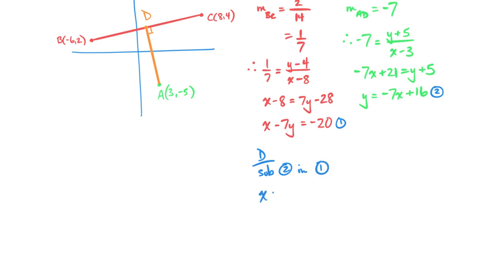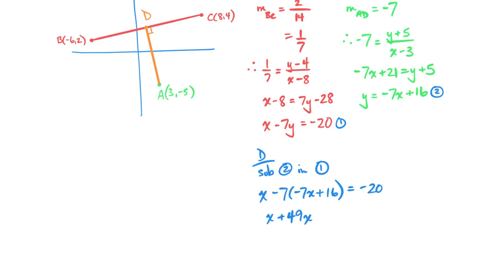I have now isolated for my y. I can now sub what it is into my equation 1. Of course, had you taken equation 1 and isolated your x, you could have subbed that into equation 2. Either way is good. Okay, I now have my equation for x. Now it's just some algebraic work, making sure we're not making any silly mechanical mistakes.